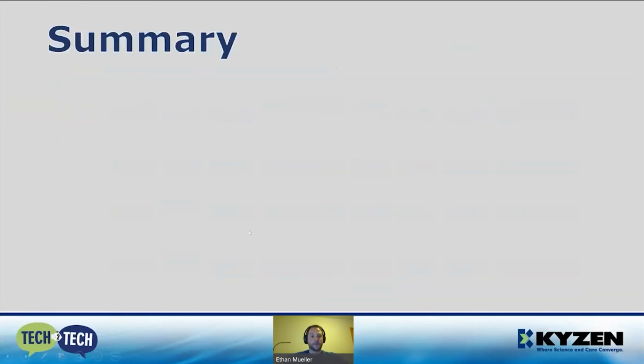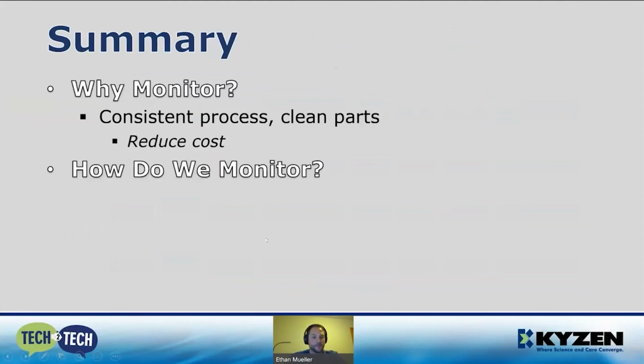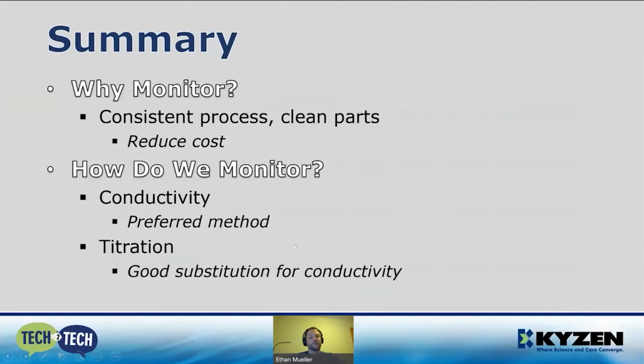So, in summary, why do we want to monitor chemical concentration? We want a consistent process with clean parts, and this is ultimately going to provide us a cost savings. How do we monitor? We can use conductivity, which is Kaizen's preferred method, or we can use titration, which is a good substitute for conductivity.